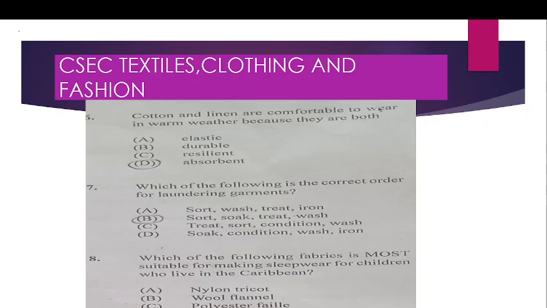All right. Number eight reads, which of the following fabrics is most suitable for making sleepwear for children who live in the Caribbean? Again, the Caribbean tends to be warm at times, right? So we are living in tropics where it is warm and we tend to perspire, we tend to sweat a lot, right? So you want to ensure that the child or children they are wearing clothing made from cotton polyester. For example, polyester is also called Dacron, right? So cotton and polyester.